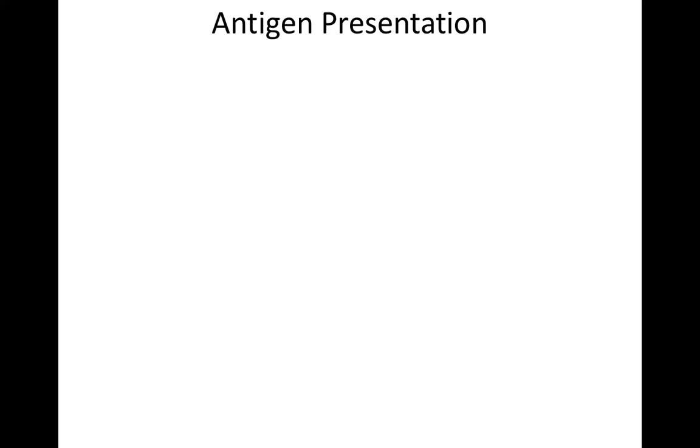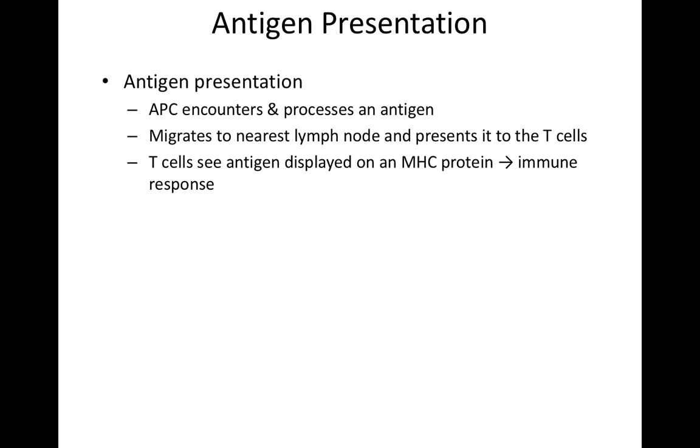So let's talk about that. So we saw this before. The APC encounters an antigen, processes it, pops it back out onto its MHC hot dog bun on the surface, and goes and finds T cells. Now, what we haven't talked about yet is the fact that there are actually two different types of MHC. One is going to speak directly to cytotoxic T cells. Two is going to speak directly to helper T cells. So we're going to talk about this in a second.